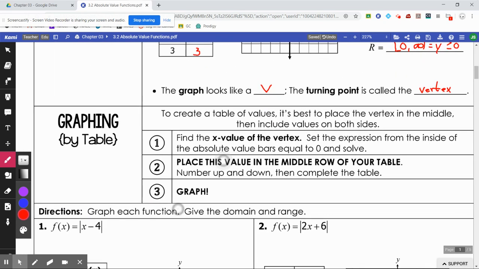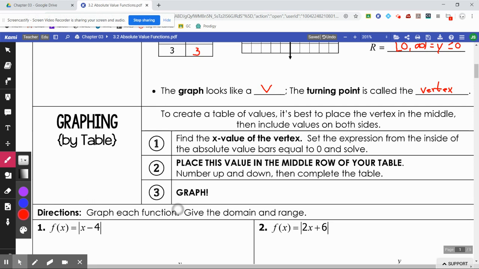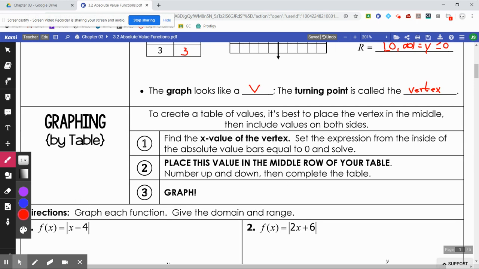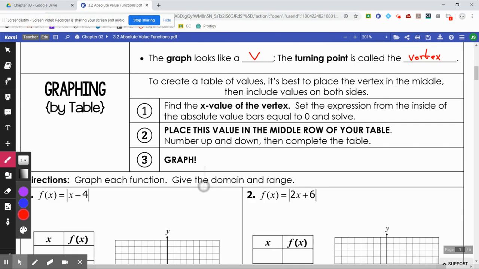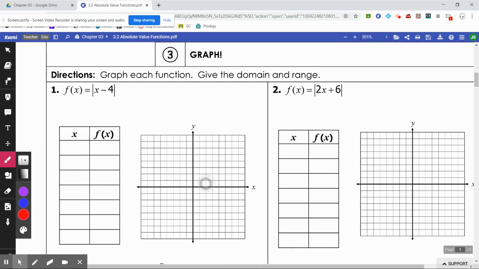Let's talk about actually graphing by a table. To create a table of values, it's best to place the vertex in the middle, then include the values on both sides. Find the x value of the vertex: set the expression from the inside of the absolute value bars equal to 0 and solve. That's how you're going to find it. Place this value in the middle of the row of your table, then number up and down to complete the table. And then let's graph. I'll show you what they mean by this.